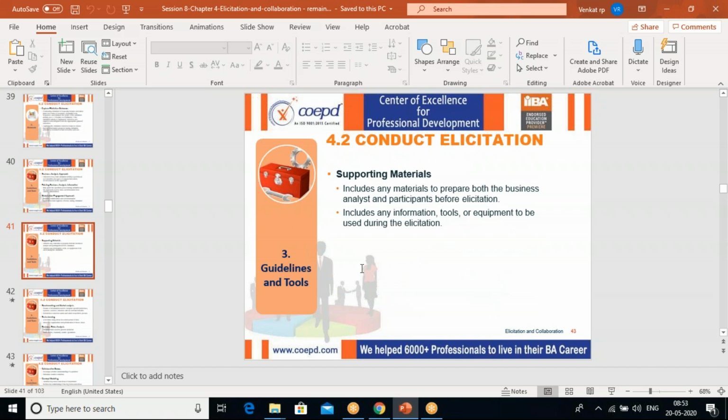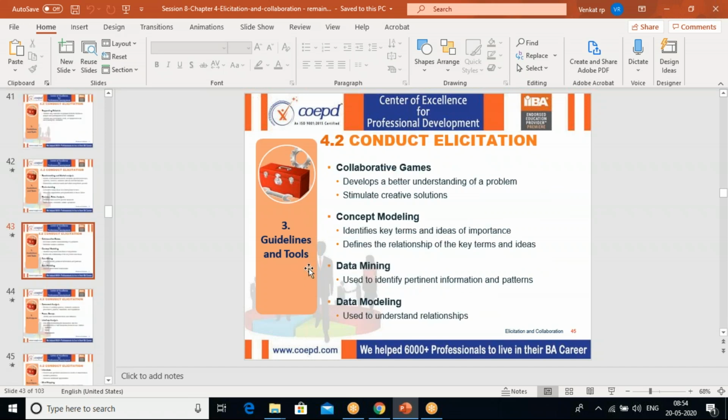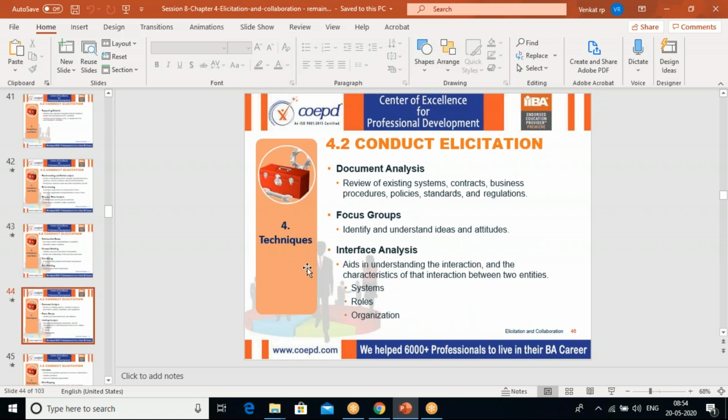Next are the tools which you are going to use. The techniques you will see here are benchmarking and market analysis, that is the first, and the second is brainstorming. Then we have business rules analysis, collaborative games, concept modeling, data mining, data modeling, document analysis, focus groups, interface analysis, interviews, and mind mapping.